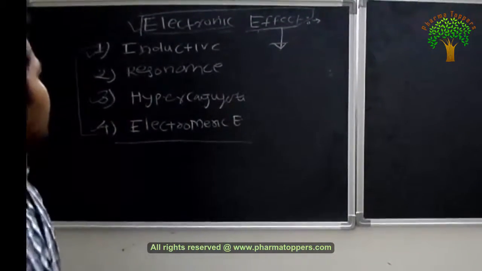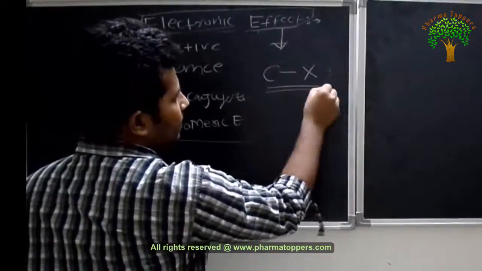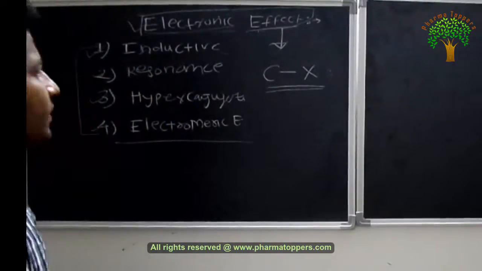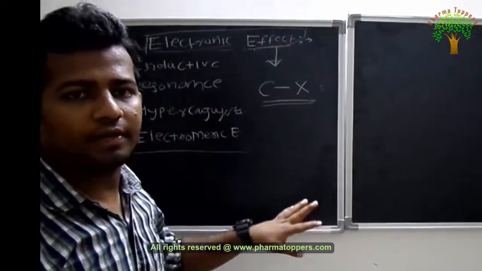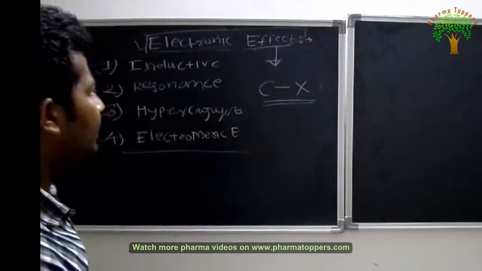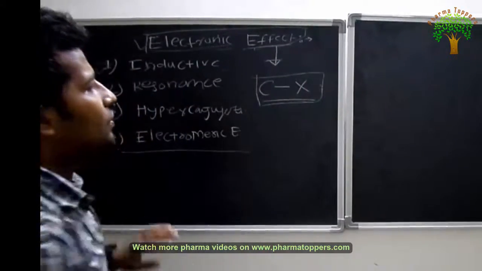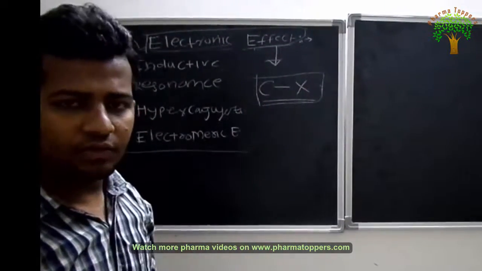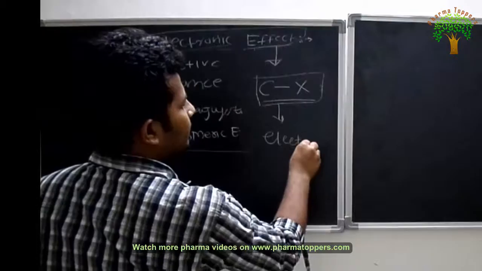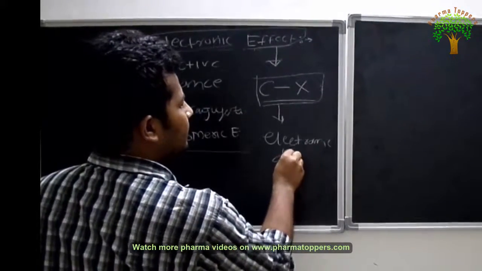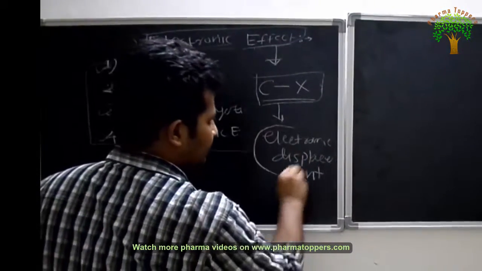Electronic effect. Suppose many chemical reactions occur in nature because of the presence of an electronegativity difference between two atoms. Any electronegativity difference between two atoms can be the main cause for a reaction to occur. So due to the difference in electronegativity, they possess electronic displacement. This is a very main word. Electronic displacement.